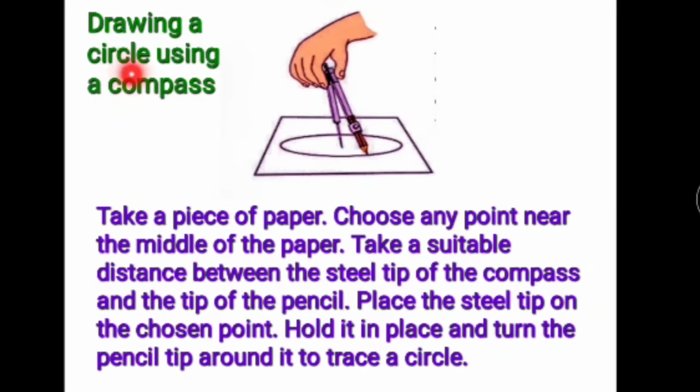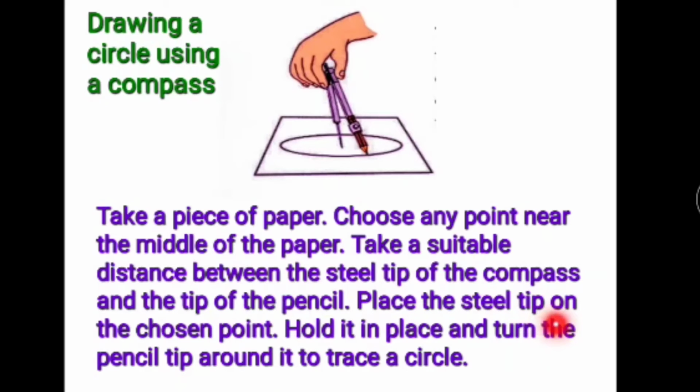Now drawing a circle using a compass. This is the compass, and with the help of this compass you have to draw a circle. How will you draw a circle with the help of compass? Yes. Take a piece of paper. Choose any point near the middle of the paper. We are choosing any one point in the middle of the paper, and take a suitable distance between the steel tip of the compass and the tip of the pencil. This is the steel tip of the compass and this is the point of the pencil.